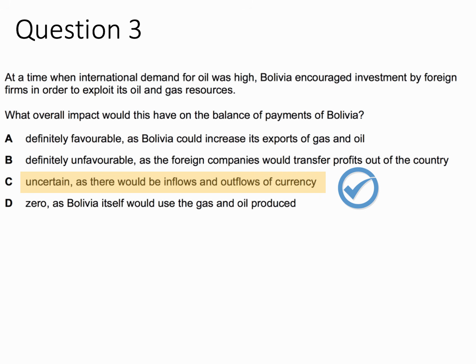The Bolivians, of course, may well get the foreign investment coming on the financial account. Equally, they may well export some of the oil and gas which is extracted from Bolivia, but the profits of foreign investment to foreign companies basing themselves in Bolivia may, of course, leave the economy. That will be a negative on the balance of payments. In other words, there's going to be quite a few inflows and outflows of currency as a result. So there's uncertainty. Keep in mind that in most multiple choice questions, anything which says the word definitely is nearly always wrong.